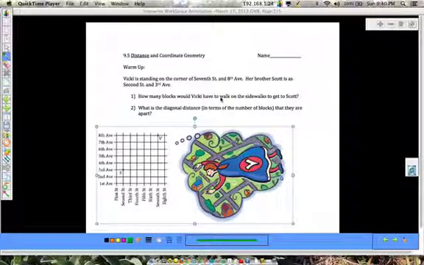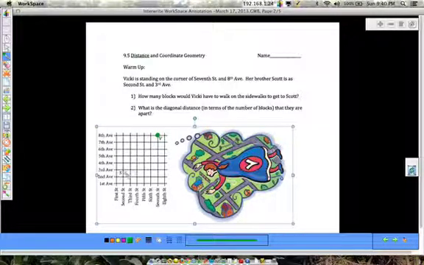Section before spring break on distance and using coordinate geometry. So to start off our warm-up, they have us intro into what we're going to be talking about. It says Vicky is standing on the corner of 7th Street and 8th Avenue. Her brother Scott is at 2nd Street and 3rd Avenue. So if we look, they have them labeled 7th Street and 8th Avenue. Here is Vicky, and 2nd Street and 3rd Avenue, here is Scott.